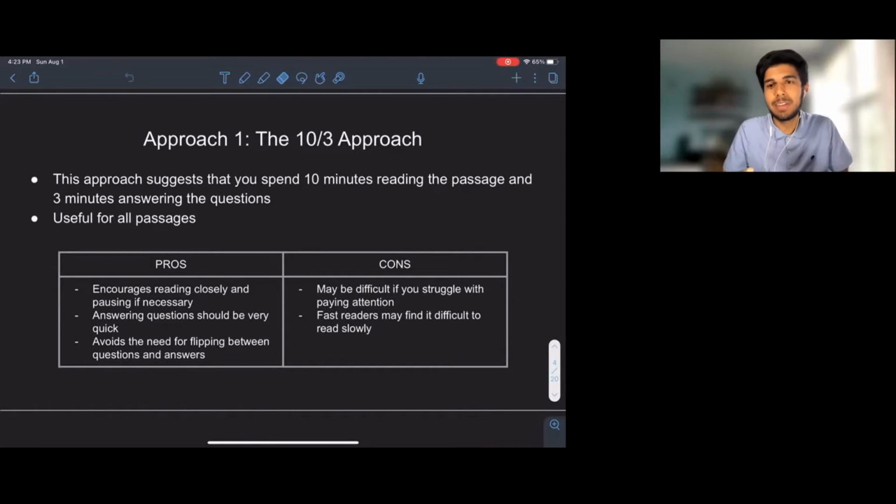The cons, well, if you struggle with paying attention, it can be very challenging to read for 10 minutes. But this is something that you'll have to train yourself to get used to. You'll have to do a lot of practice to train yourself to read such little information in such a long period of time. It can be very difficult at first, but practice makes perfect. And another thing, if you're naturally a fast reader, it can be very difficult to slow yourself down as much as possible. It can feel torturous, but I assure you, if you do this, it will be extremely effective.